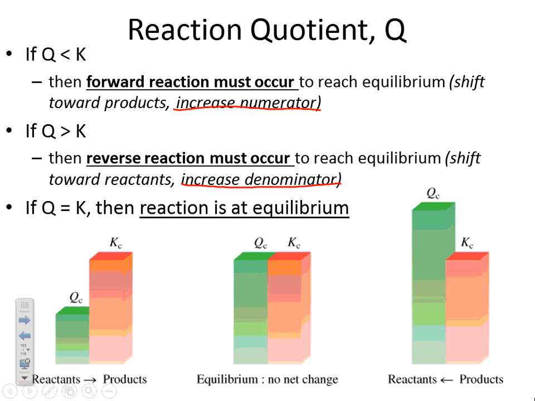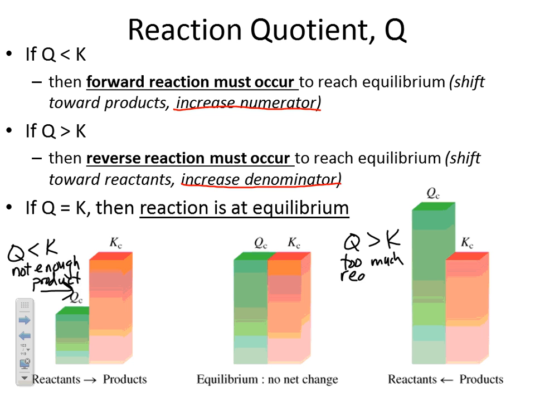So this diagram is simply showing that. If Q is less than K, right here, Q is under K, we have too little product, not enough product. So we have to go to the right, we have to generate more product. And over here, if Q is greater than K, we have too much product. I'm sorry, I said too much reactant earlier, that's wrong. Too much product. And we have to go in the opposite direction, right? We have to go in the reverse direction to get to equilibrium.